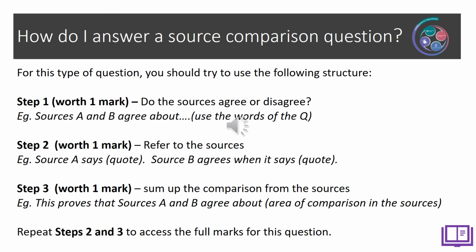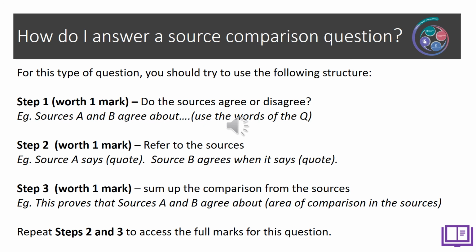So we're now going to look at the structure for answering a source comparison question. I would encourage you to try to use the following structure to give you the best chance of maximising your marks. Step 1 is worth 1 mark. And really all you're having to do here is to look at the 2 sources and decide if they agree or disagree, and then you use the words of the question. And you can see on the screen how you would structure that.